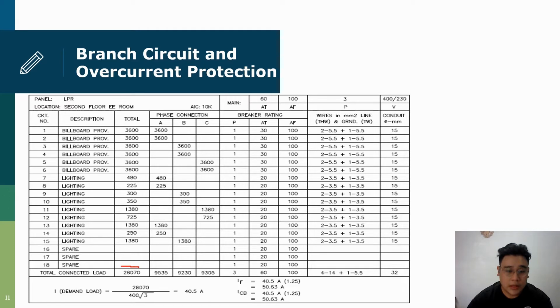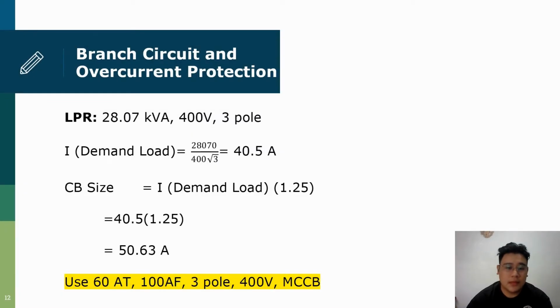Here we can see the total connected load, which is 28,070 at 400 or 230 volts. For the LPR, we have 28.07 kVA, 400 volts, 3 poles. To get the current demand load, we use 28,070 divided by 400 times the square root of 3, which equals 40.5. It doesn't require a demand factor now.